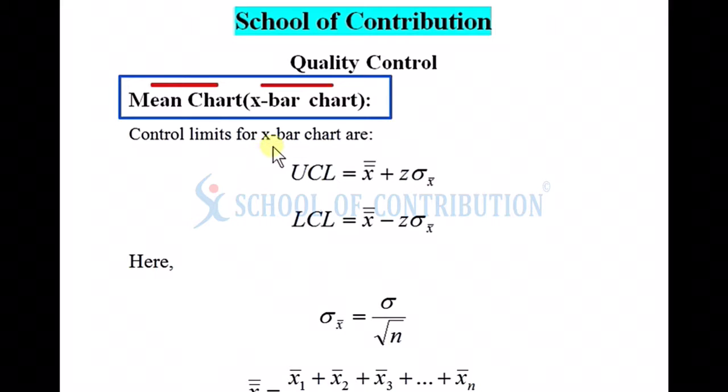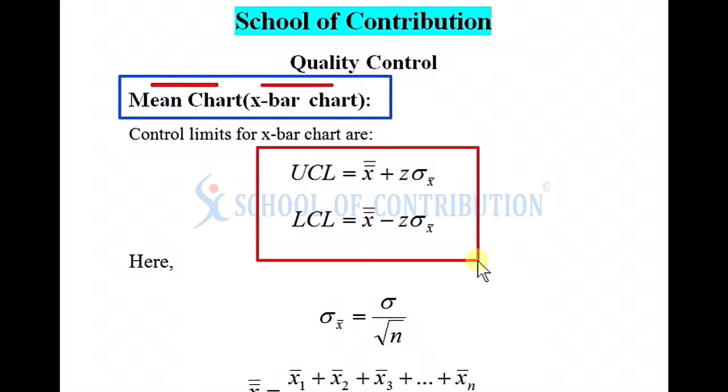So in case of quality control, the main concern is to calculate the control limit. For the mean chart, the control limit is given as follows. This is the upper control limit and this is the lower control limit. Upper control limit is given as this. X bar is called mean of sample means. This Z is the value of sigma, and this sigma X bar means the standard deviation of the sample mean.